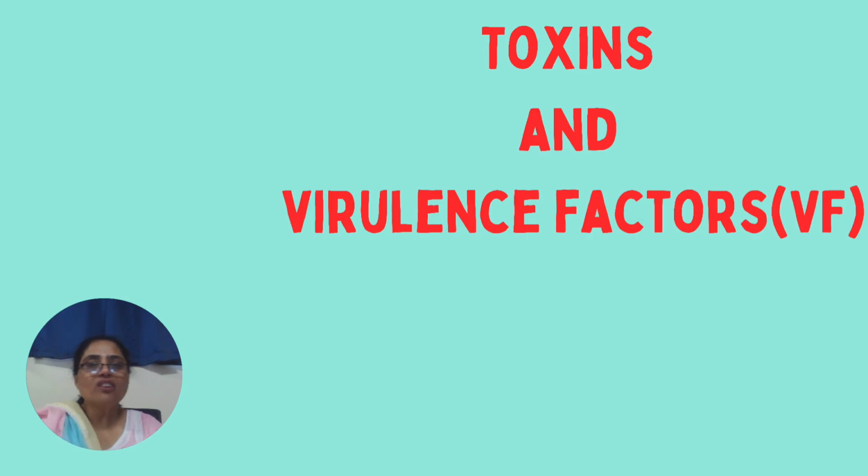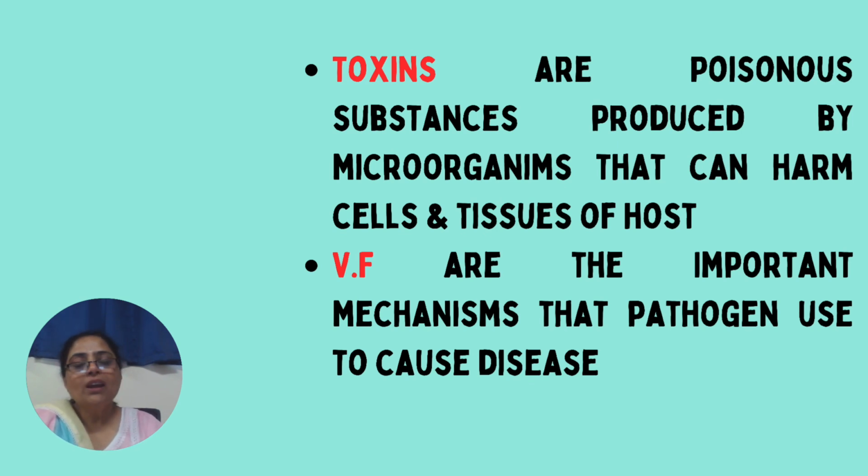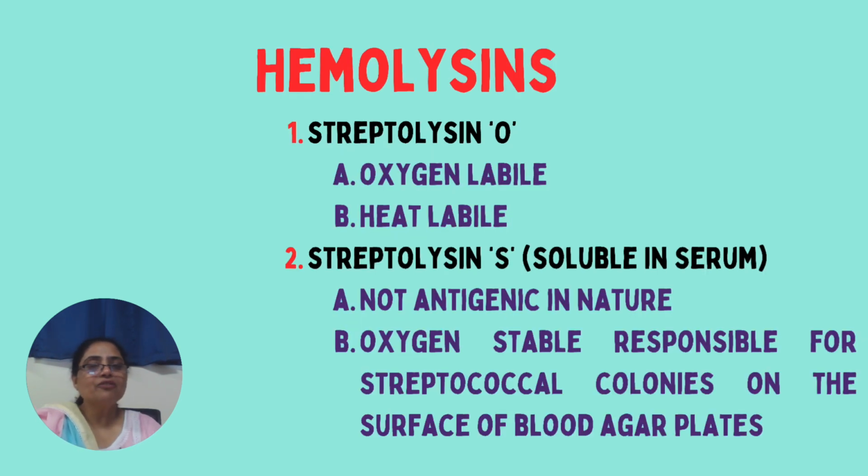Now, what are the different toxins and virulence factors present in this particular streptococci? Toxins are poisonous substances produced by microorganisms that can harm cells and tissues of the host. So here we will be talking about streptococcal toxins in the next few slides, and the virulence factor which I have represented with VF. The virulence factors are the mechanisms that pathogens use to cause disease. So moving on to the next slide, these are the different toxins. Let's first talk about toxins.